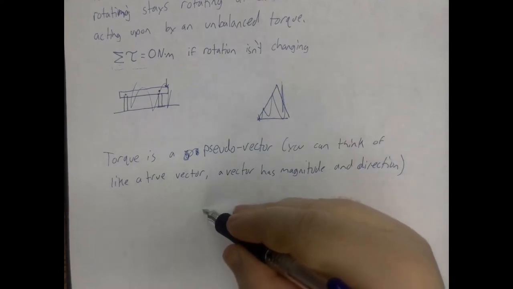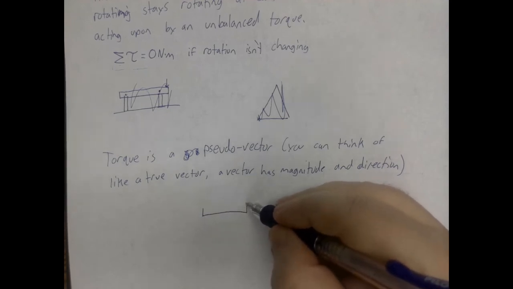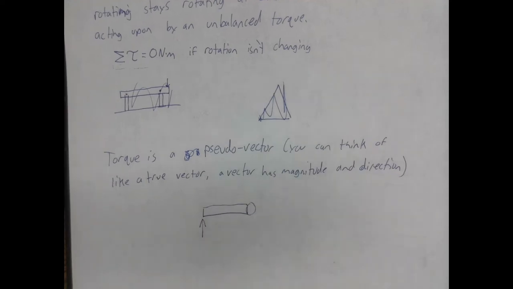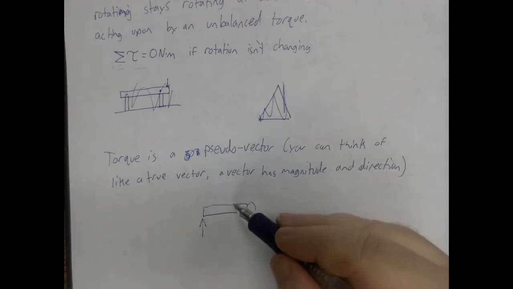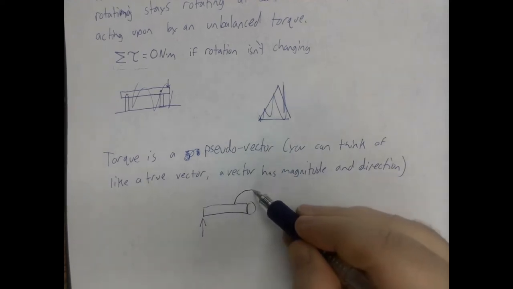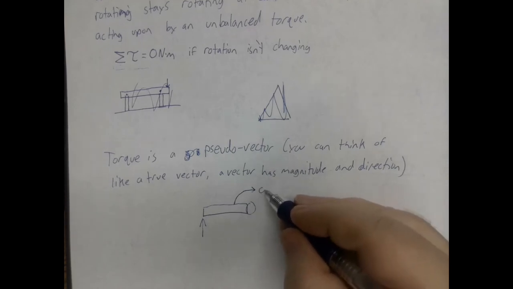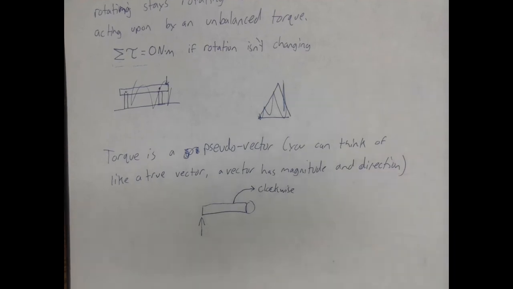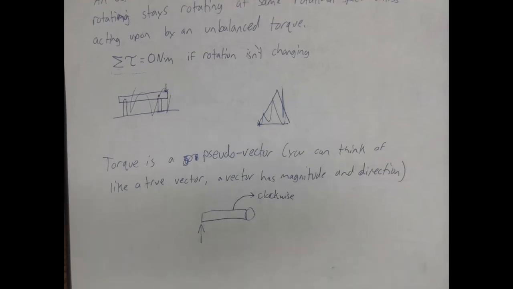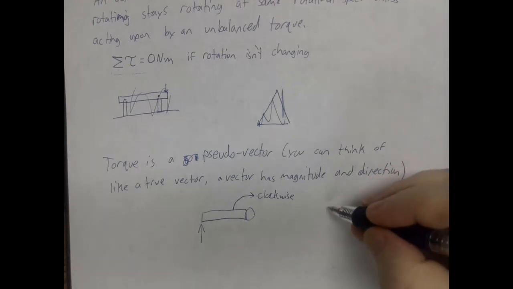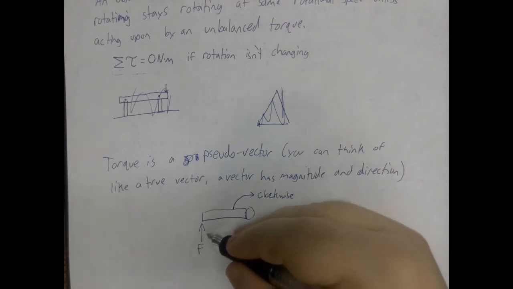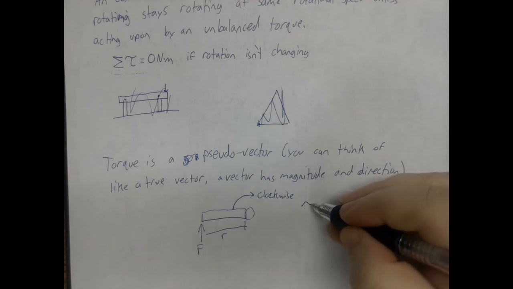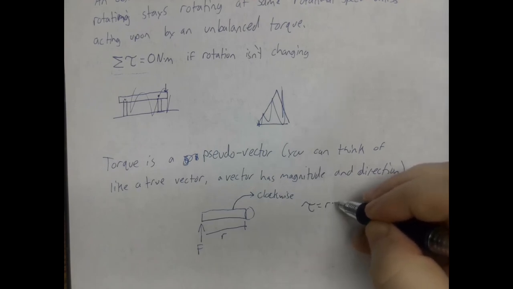If I have, let's go back and look at this door. If I apply a force right here, it's going to cause this door to want to rotate clockwise, right? There are two ways to indicate direction. So, this is F, this is R. Because it's perpendicular, the magnitude is just going to be R times F.